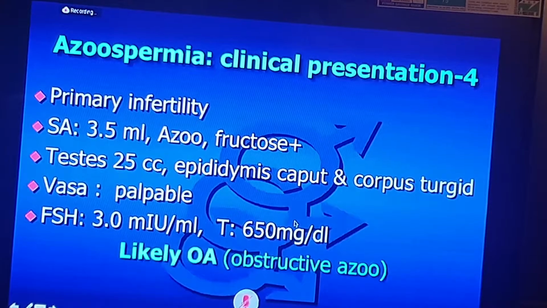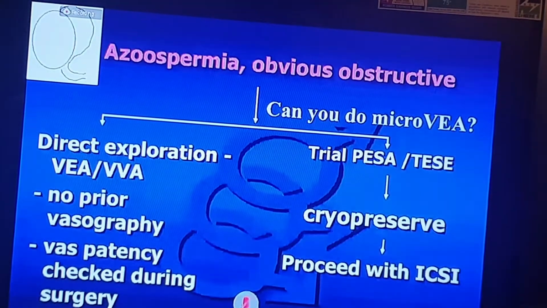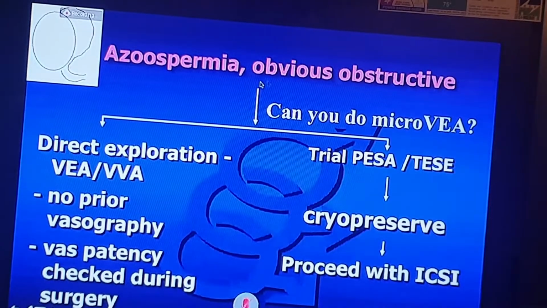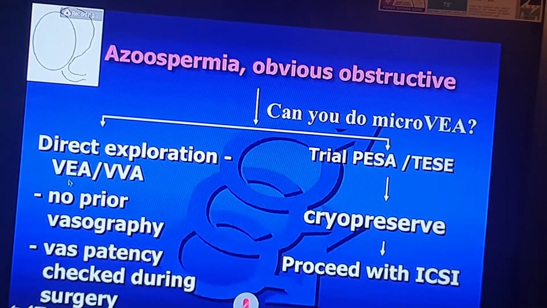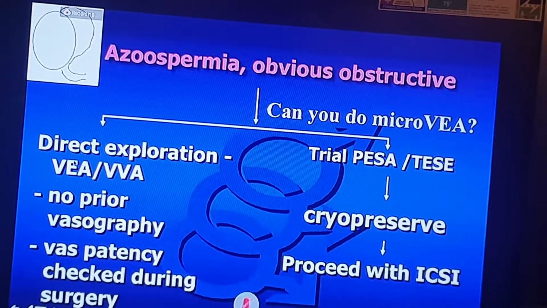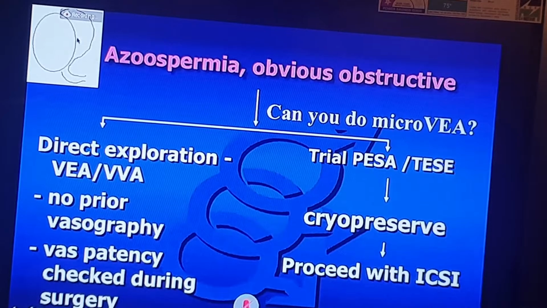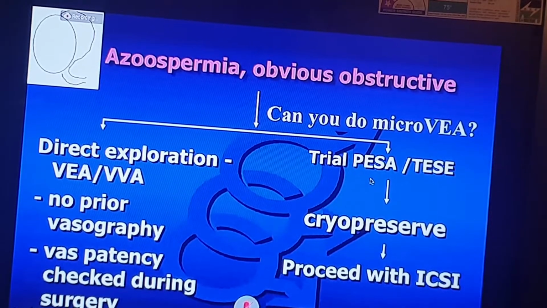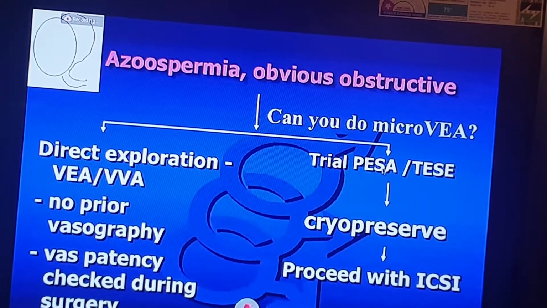And if the surgeon is pretty confident, either he will do a single biopsy to just prove that it is obstructive, or he will directly proceed to treat the obstruction in the epididymis by doing a vasoepididymal anastomosis, or the patient may say, I don't want surgery. He may directly do an epididymal sperm aspiration, freeze the sperm and proceed for ICSI.